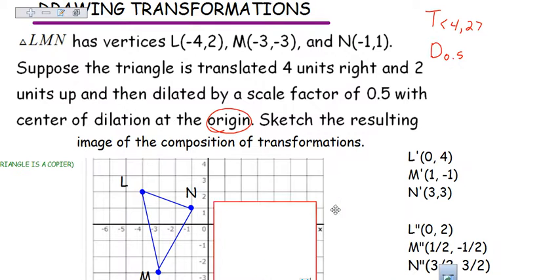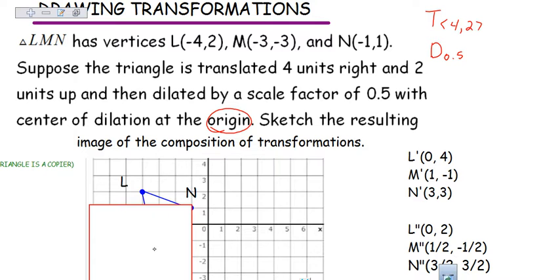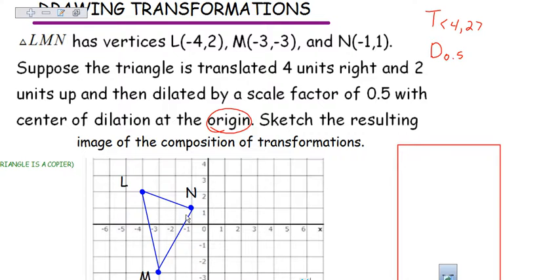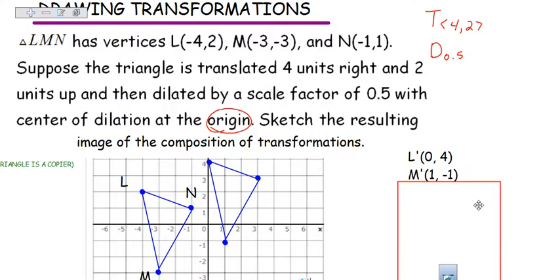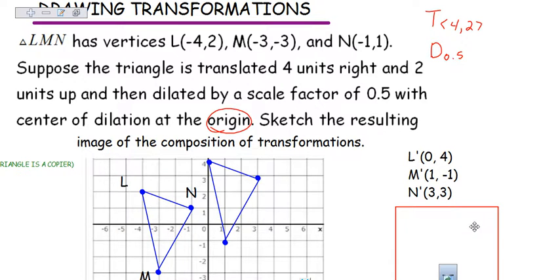When I take my triangle, I'm going to slide it forward 4 and up 2. That's where my translation takes me. My dilation makes my shape smaller, so I can't actually slide this to where it needs to go. So what I did was write down the coordinates of my translation.